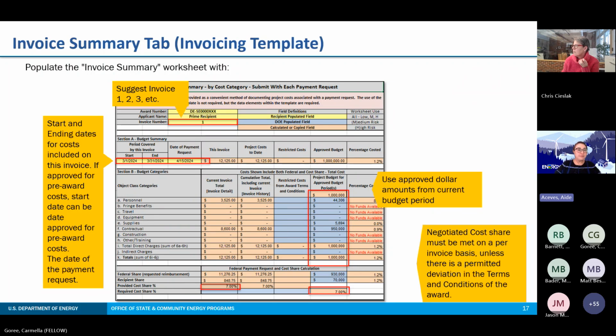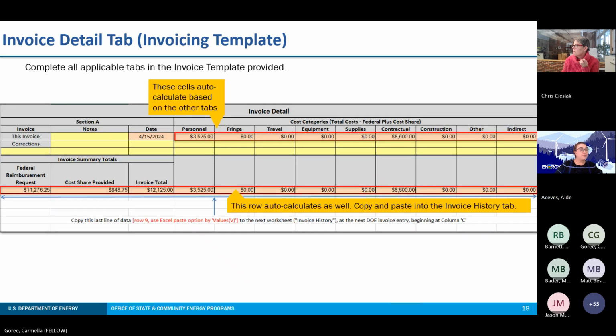Next slide, please. The second tab, the invoice detail tab, auto-populates information from other tabs in the invoice template. So that means you do not have to input any data directly into this tab yourself. You will have to copy and paste the last orange row highlighted with a red box into the invoice history tab, which will be in the next slide.